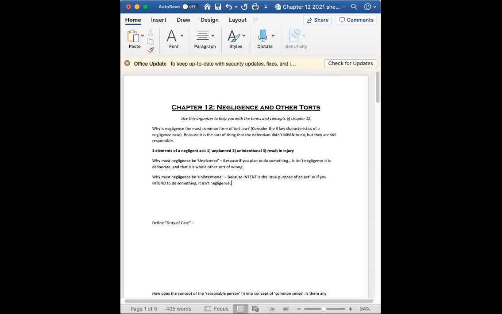And this also connects back to the idea of planning. Planning and intent tend to go together. So if you're planning to do something and you have an intended consequence in mind, that might be a wrongdoing, but it's not negligence.